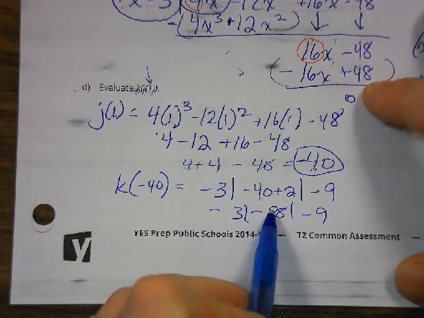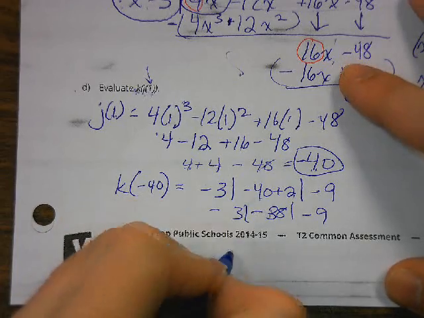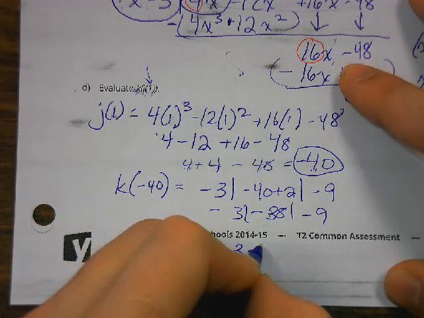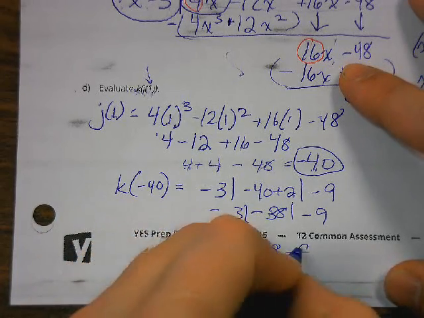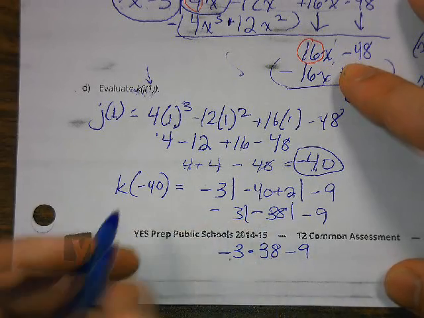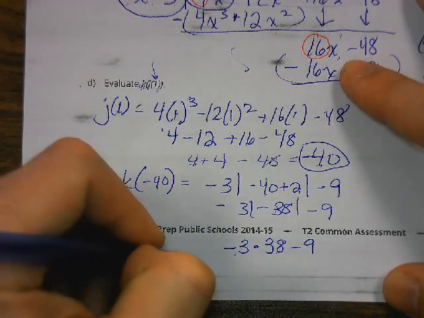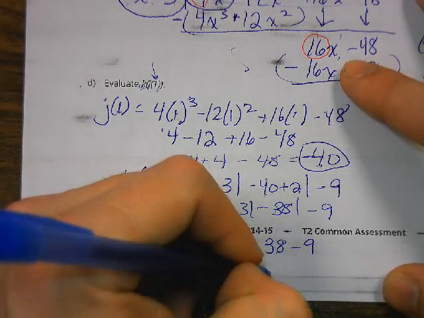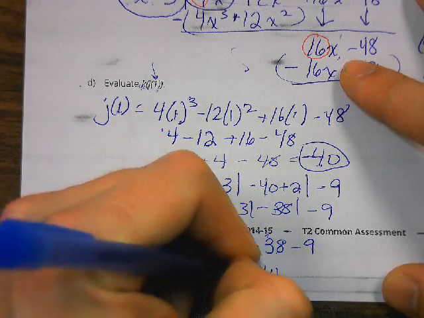So 3 times 38 is going to give you negative 114 minus 9. Altogether, this is going to give you negative 123. And that will be your final answer.